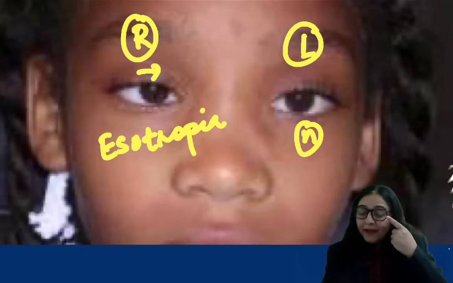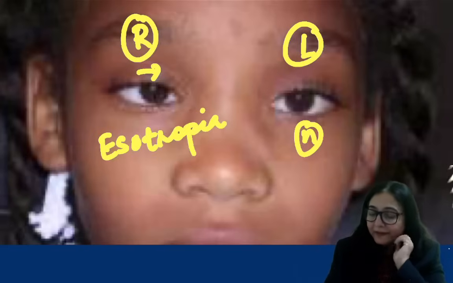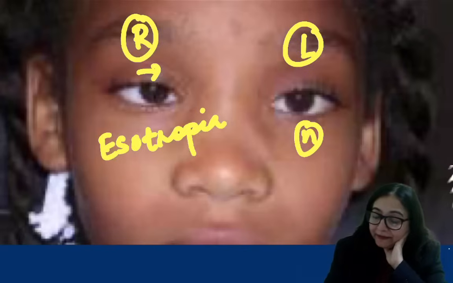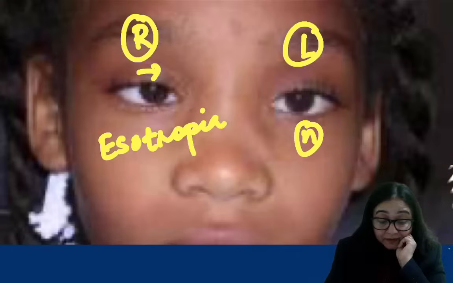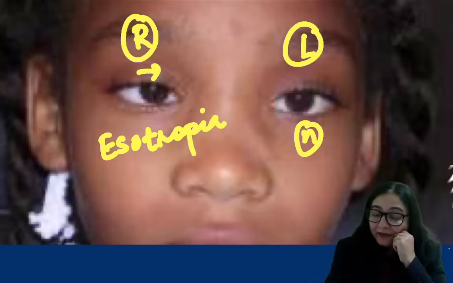Convergent squint, why would the third nerve be involved in convergent squint? Third nerve does not supply the lateral rectus. So this is not exo, beta. Which eye is showing exo? See carefully. The right eye is showing esotropia, convergent squint. I hope every one of you is clear.